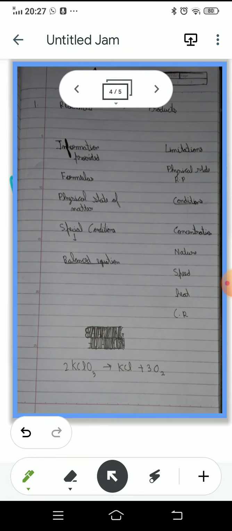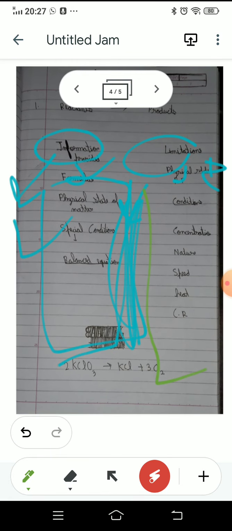Let me zoom in. Now you can see that this is 2 KClO3 gives 2 KCl plus 3O2. So friends, while creating any equation, you should be thorough with your formulas, and about the reactants and the products. KClO3 is potassium chlorate. When you heat it, it gives potassium chloride and oxygen. Now you can see I have written it as 3O2.